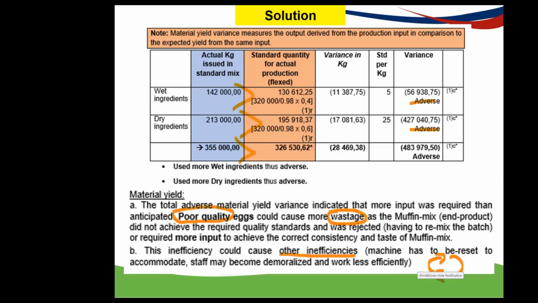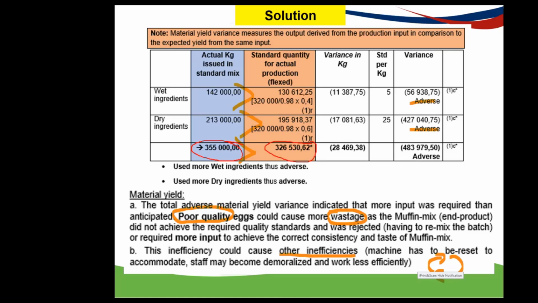So when I look at this question, I can see that my poor quality of eggs has actually caused a lot of wastage in my end product, okay, because I used 355 kilograms of ingredients where I was supposed to only use 326,530. So I've used quite a bit more. And the biggest reason that I could find is that it's likely due to the poor quality of eggs, that I had to use more eggs. I had to have more production runs.